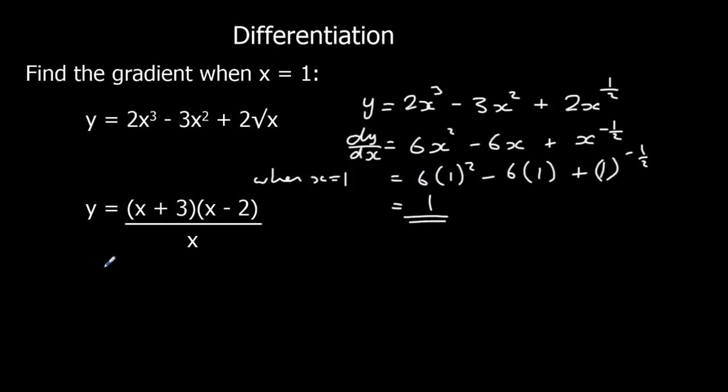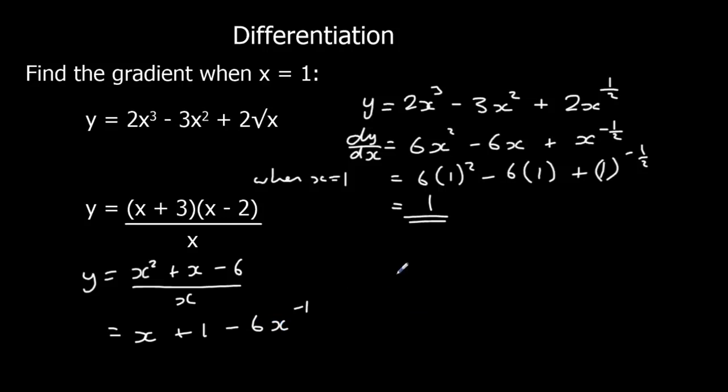And here, so we have to expand the bracket and divide through by x before we can differentiate. So expanding the bracket gives us x squared minus 2x plus 3x minus 6, and we need to divide through, so x squared over x is x, x over x is 1, and 6 over x is 6x minus 1.